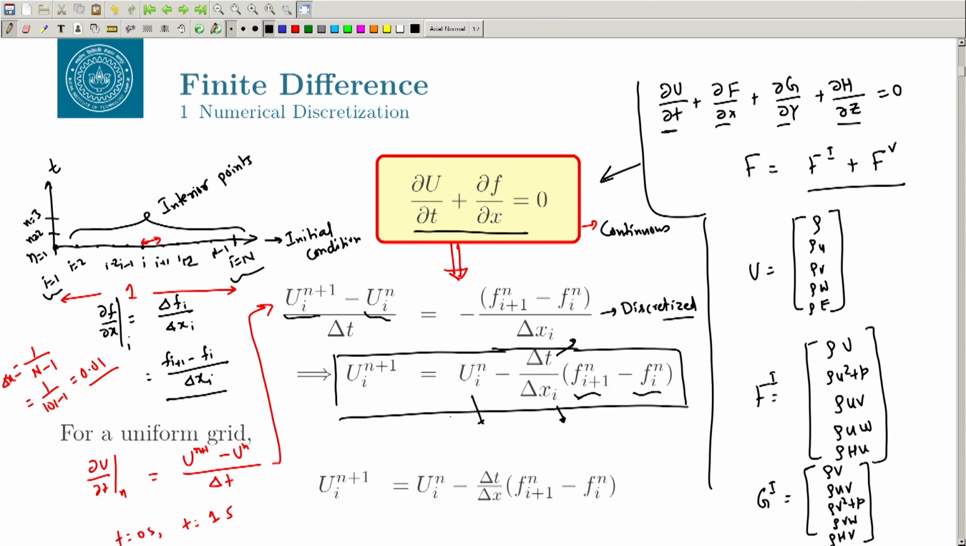And if you have a uniform grid, this delta x I will become just the delta x, because the distance between 2 points is the same everywhere in the uniform grid. This we have discussed earlier.